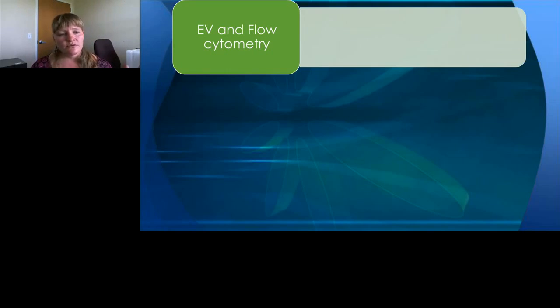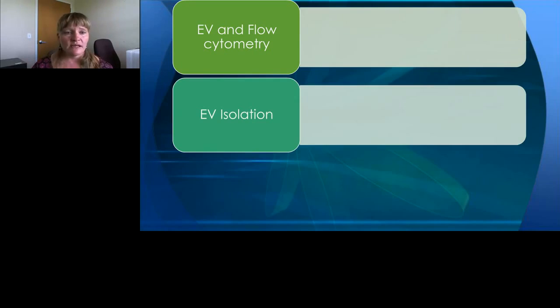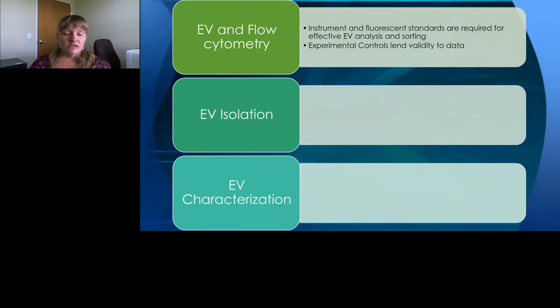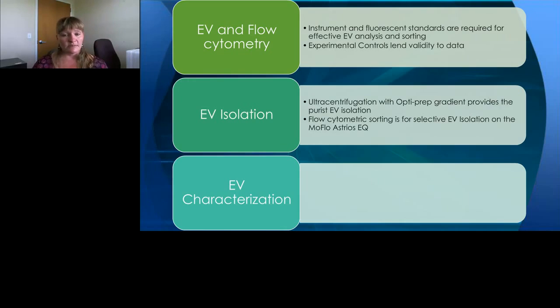Throughout this presentation, we've discussed three main categories: extracellular vesicles and flow cytometry, how to isolate EVs, and EV characterization. On the flow cytometer, instrument and fluorescence standards are required for effective EV analysis and sorting. Experimental controls lend validity to your data. If you're going to isolate, ultracentrifugation with OptiPrep gradient provides the purest EV isolation, but flow cytometric sorting is great for selective EV isolation on the Astrios EQ.